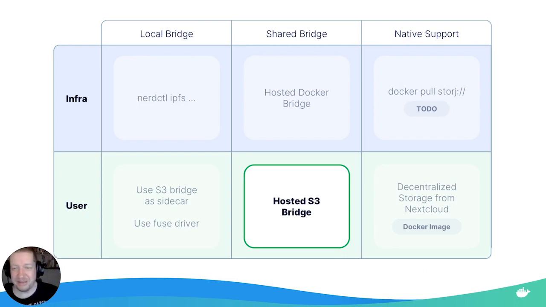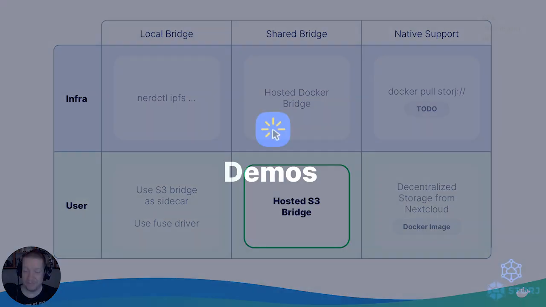So in the next two demos, Krista will show how storage provides bridges both for the users to, for example, mount an S3 bucket, and for the infrastructure, like pushing and pulling Docker images to decentralized storage, with the help of already existing bridges or hosted bridges which are provided by the storage itself. But it's not a strong dependency, so it can work with local bridges and later with native support.